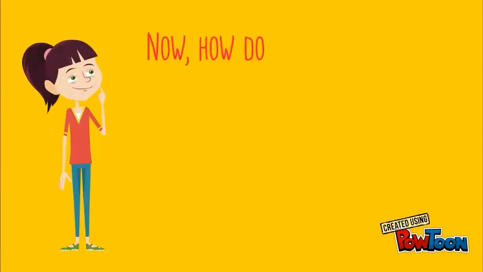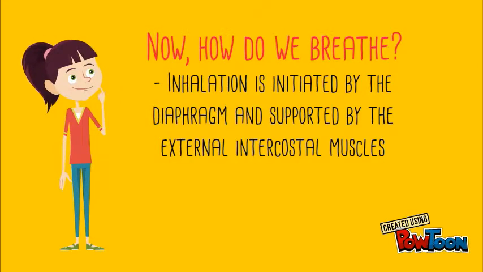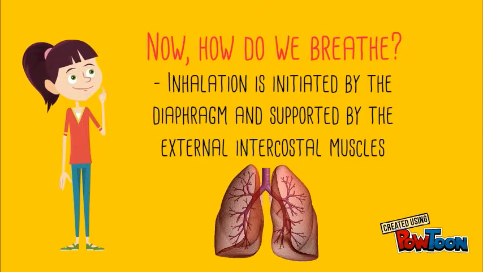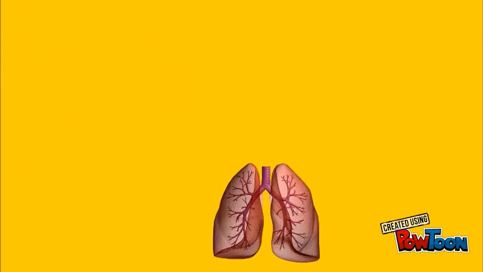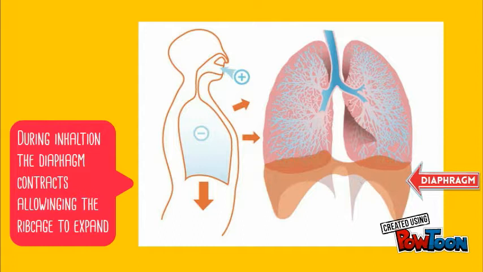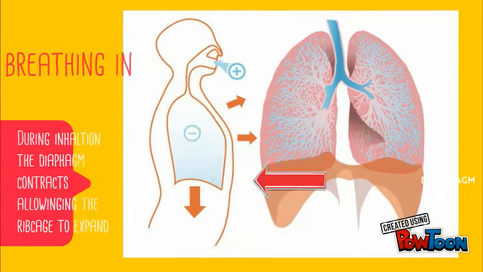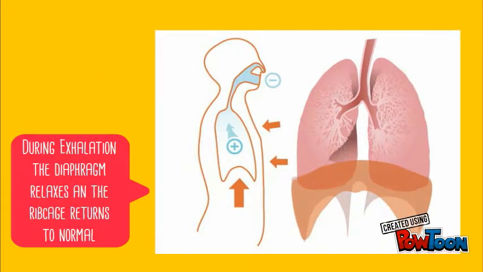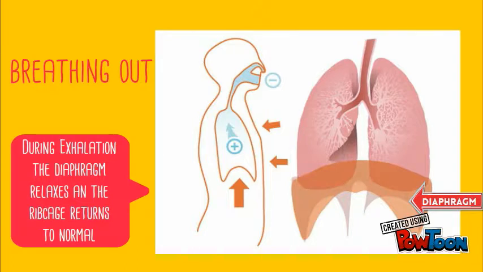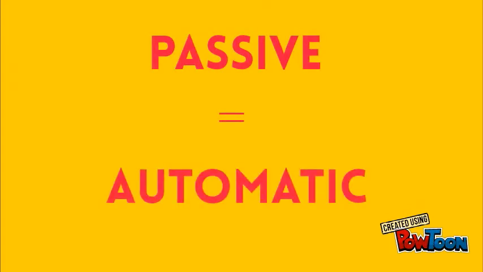Now, how do we breathe? Inhalation, or breathing in, is initiated by the diaphragm and supported by the external intercostal muscles. When the diaphragm contracts, the ribcage expands and allows more air to flow into the lungs. During exhalation, or breathing out, the opposite occurs and the diaphragm and ribcage return to normal due to the lungs' natural elasticity. This is generally a passive process.